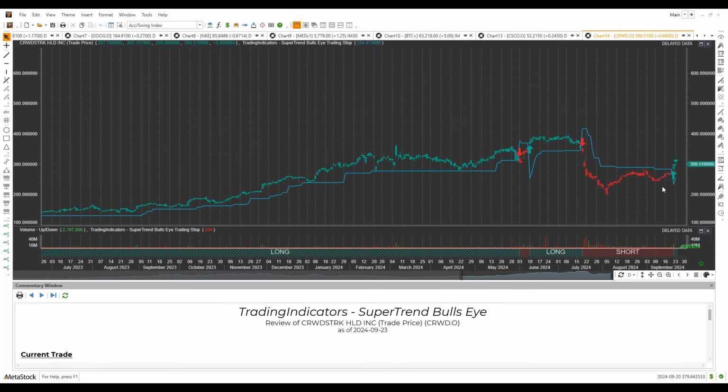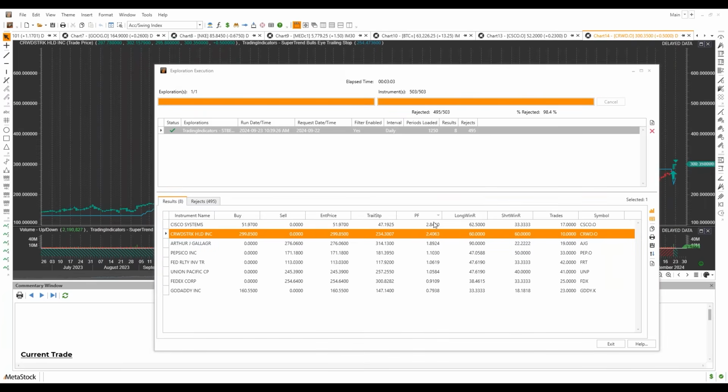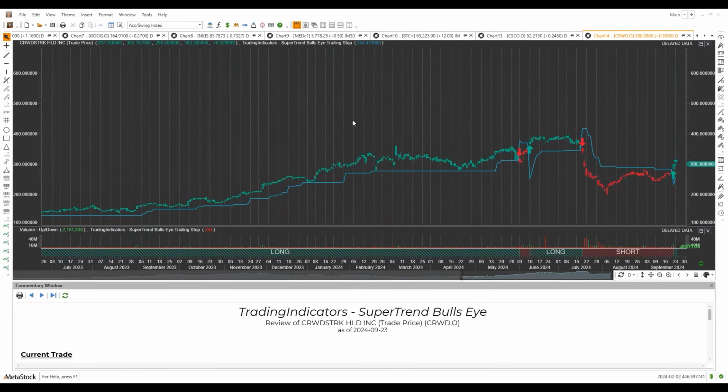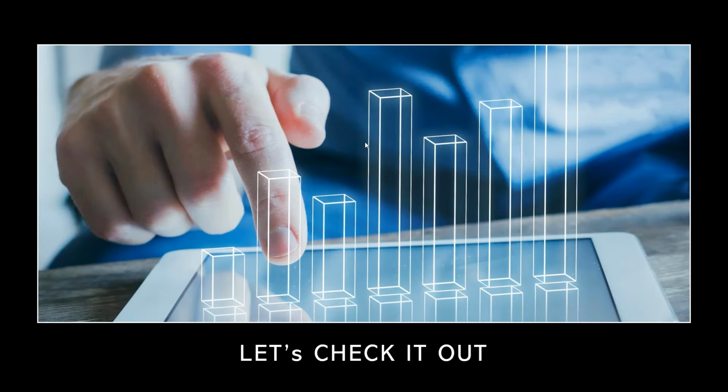But this is how you can scan for entry signals of SuperTrend Bull Eye, and you can sort them by profit factor, which will allow you to focus on the ones which have the highest win rate and highest chance of succeeding. All right, but let me go back to my slides one more time, because now everything will come together.